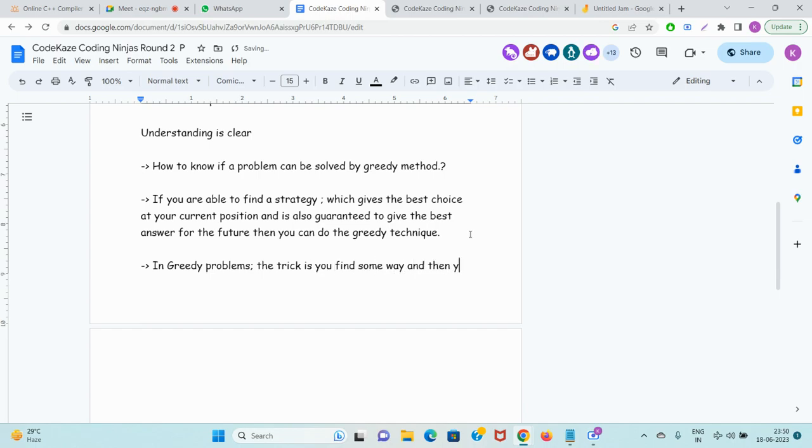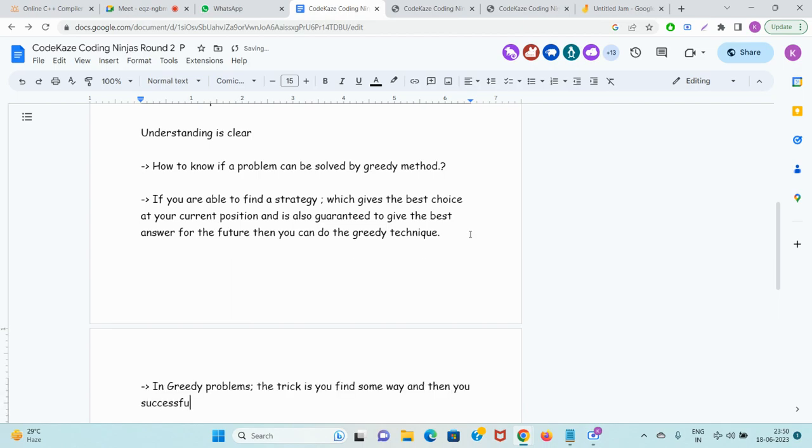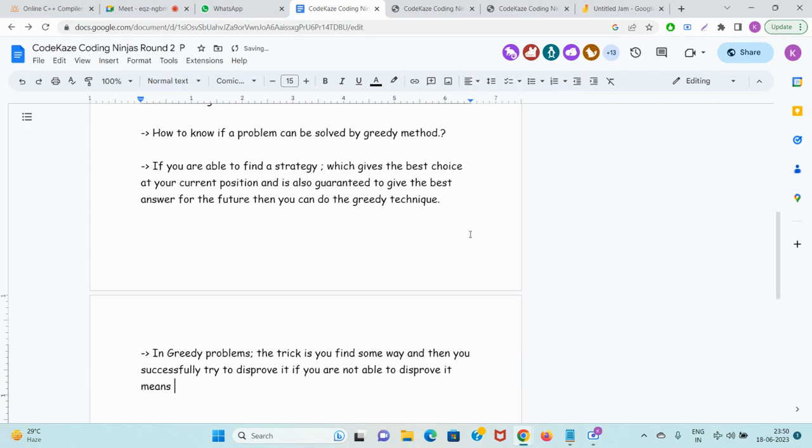Now the thing is, in greedy problems, the trick is you find some way and then you try to disprove it. If you are not able to disprove it, it means your theory is correct. Your theory is correct. Okay, fine.